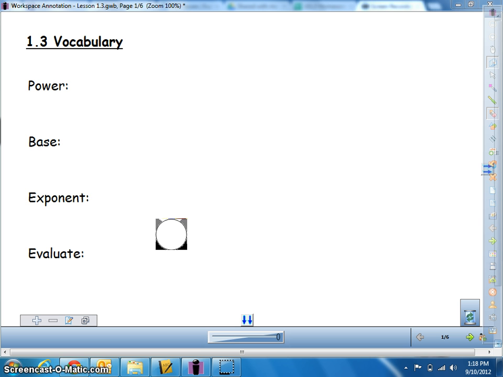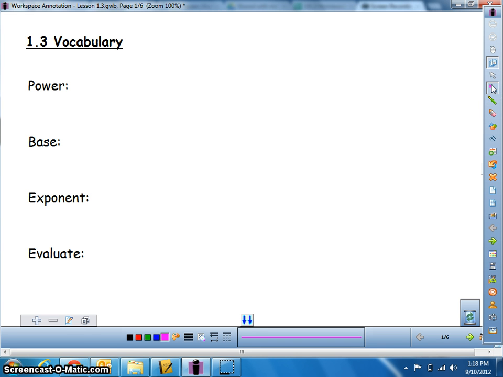These are our vocabulary words that we are going to be using, and so you need to look for them throughout the lesson so you can fill out what these are. I want you to write down these words and a definition in your notes. We're going to be talking about what is a power, what is a base, what is an exponent, and what the word evaluate means. So please look for those throughout the rest of our lesson.